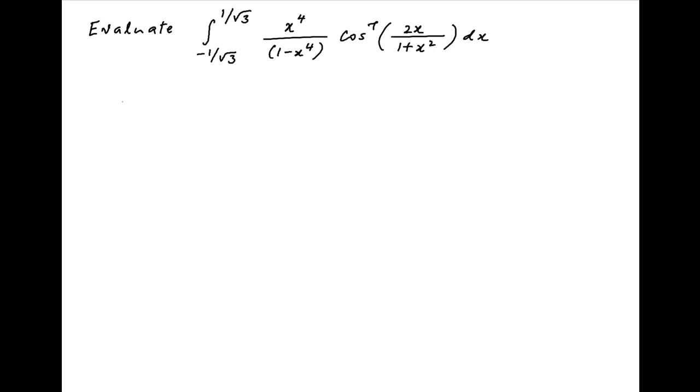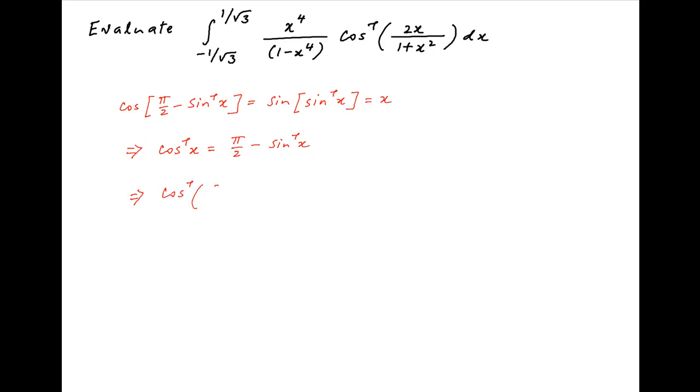We start by recalling that cos of pi upon 2 minus an angle is equal to sine of that angle. Therefore, cos of pi upon 2 minus sine inverse x is equal to sine of sine inverse x, which in turn is equal to x. Therefore, cos inverse x is equal to pi upon 2 minus sine inverse x. Replacing x with 2x upon 1 plus x square, we get the result cos inverse 2x upon 1 plus x square is equal to pi upon 2 minus sine inverse of 2x upon 1 plus x square.